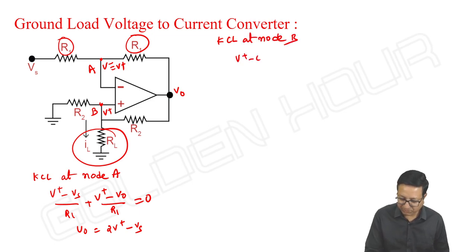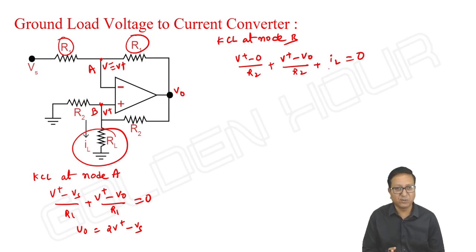It is V plus minus 0 by R2 plus V plus minus V output by R2 plus IL is equal to 0. For IL, don't write V plus by RL, not required. Simply we can write IL, because anyway IL will be independent of RL. Grounded load means the load is perfectly connected to the ground. The device you want to drive is placed here, nothing else.